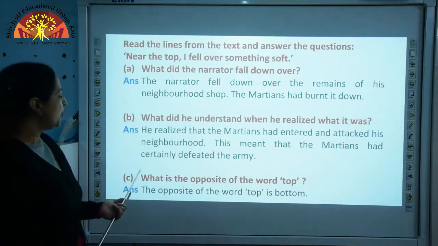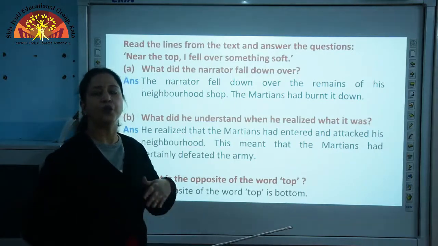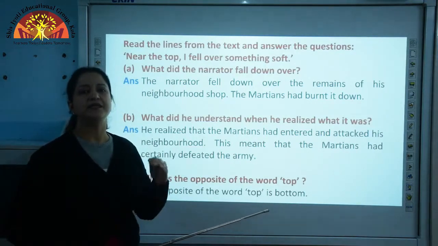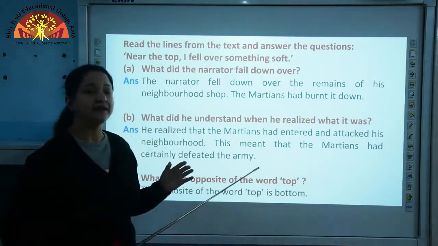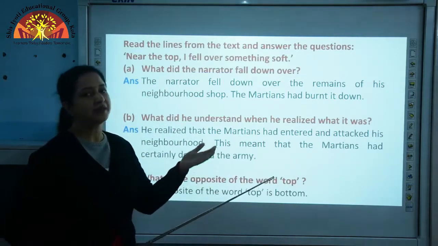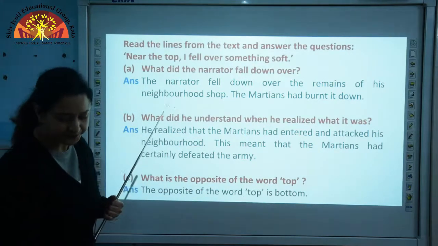Question number C, what is the opposite of the word top? Now, what do you mean by top? Top means on the very first position, and what is the opposite of top? It is bottom, on the very last position.